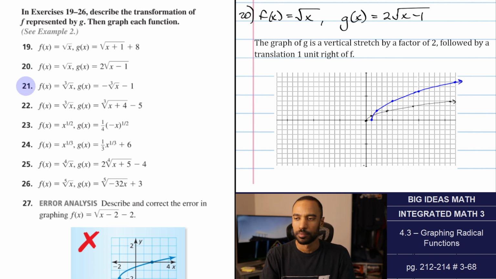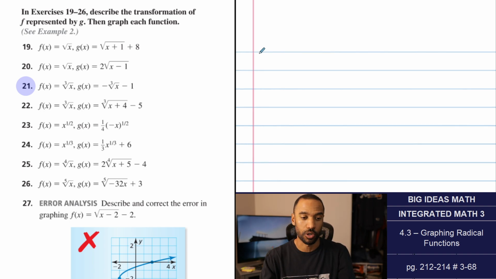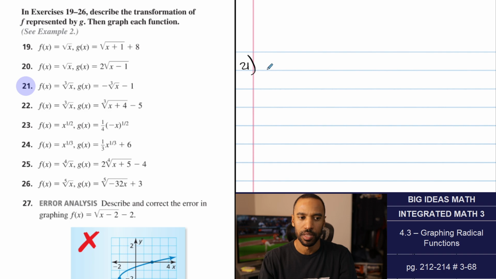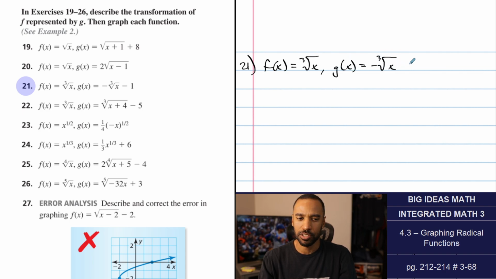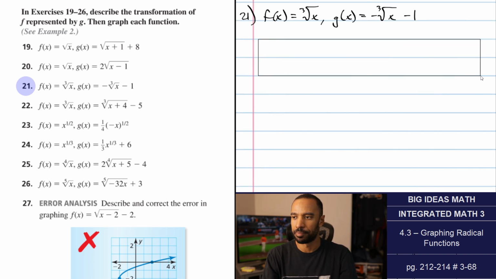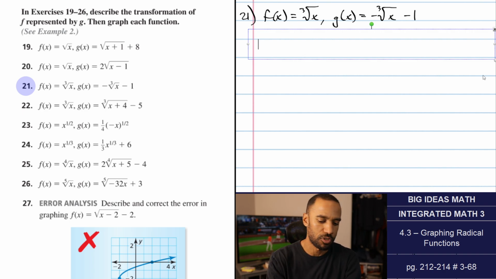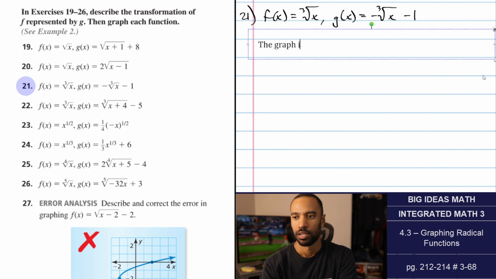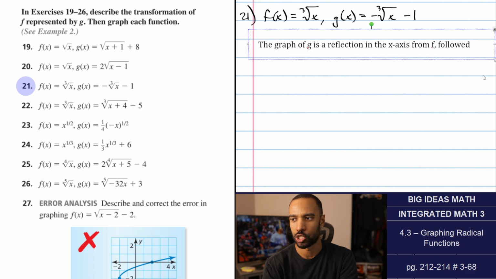Number 21 and 22, we have cube root functions. So number 21, and I will have to graph my cube root function first, if that's okay. F of x equals the cube root of x, and g of x equals negative cube root of x minus 1. Let's describe first. We'll get to the graphing afterward. The graph of G is a reflection in the x-axis from F, followed by a translation 1 unit down.